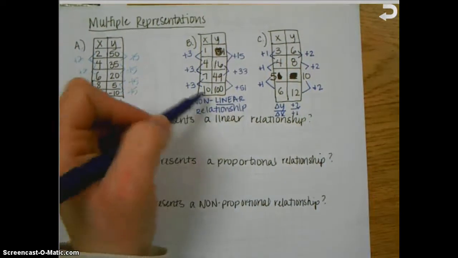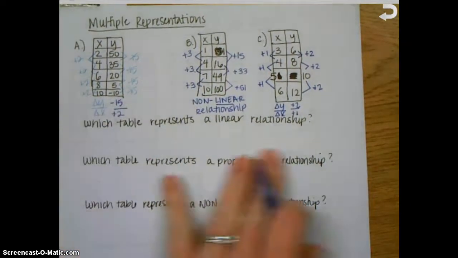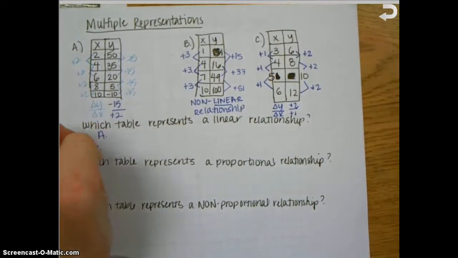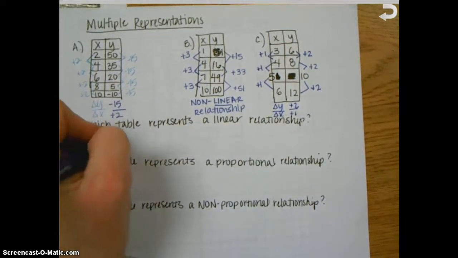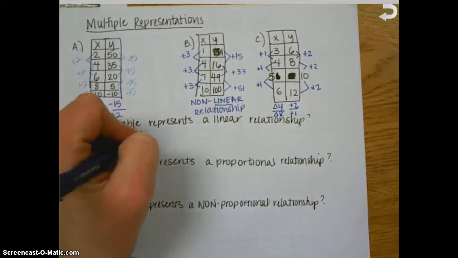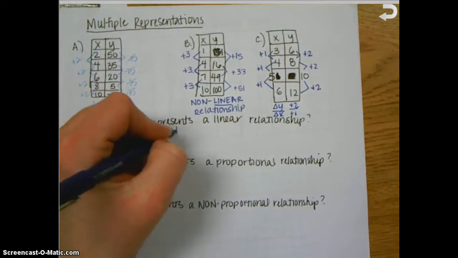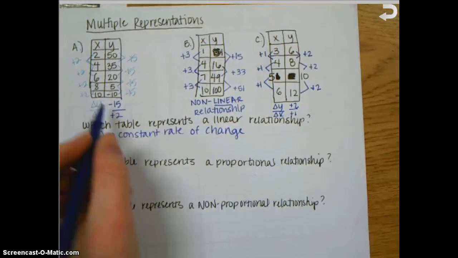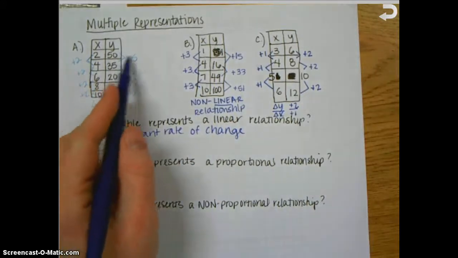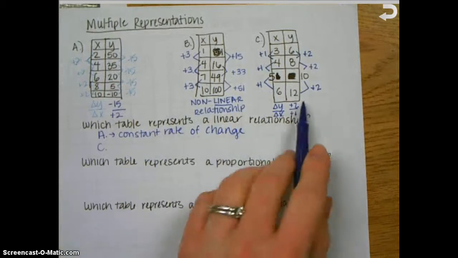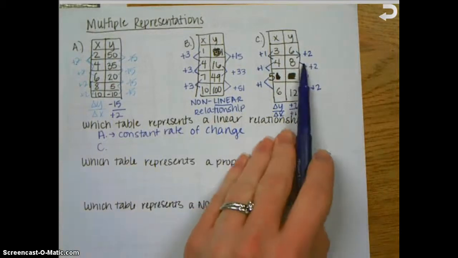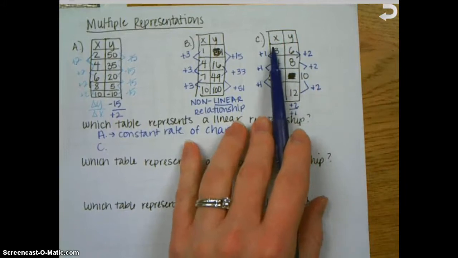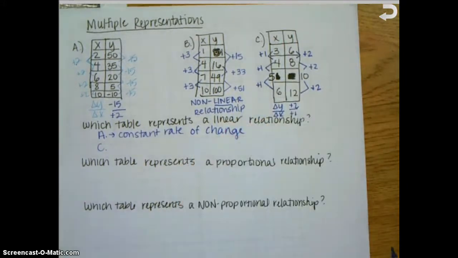We talked about B being nonlinear. So which table represents a linear relationship? A would represent a linear relationship, and C would, because it had the constant rate of change. Basically, as y decreased by 15, x went up by 2. And over here, we had a constant rate of change. Every time the y increased by 2, the x increased by 1. Or you could say every time the x increased by 1, the y increased by 2.